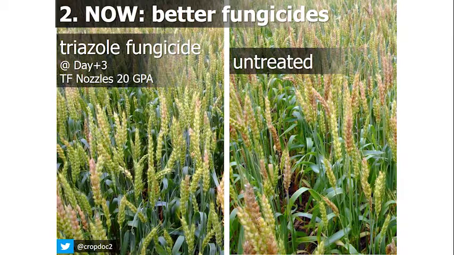But you compare that with untreated. In the untreated, we have much more infection. And that can make a huge difference in terms of marketable value and the quality at harvest time. So do fungicides have a role? Of course, they have a very important role in managing Fusarium head blight.